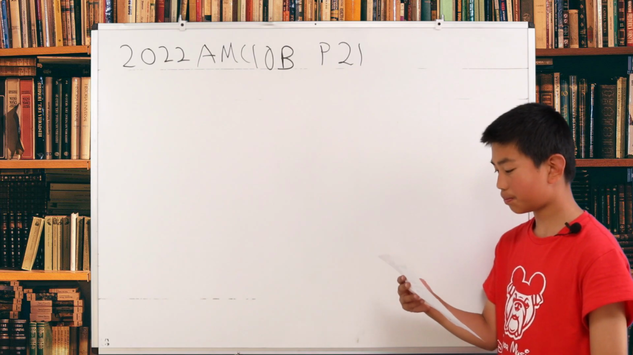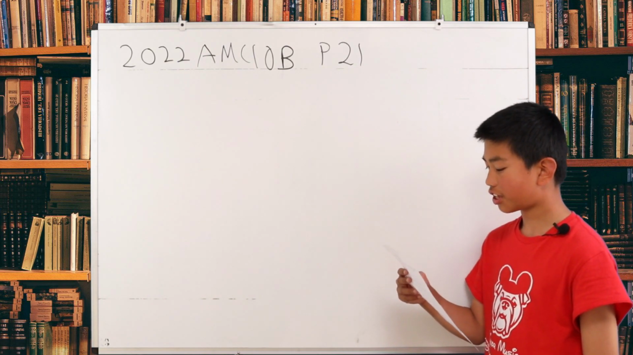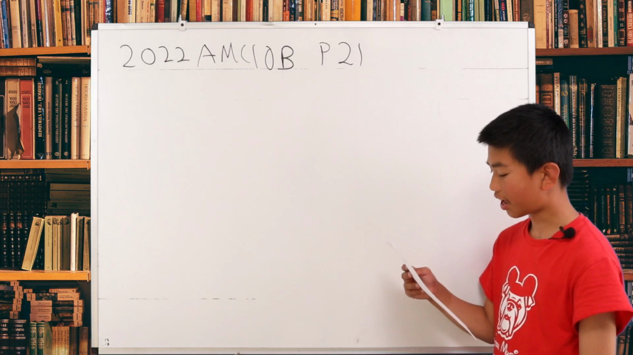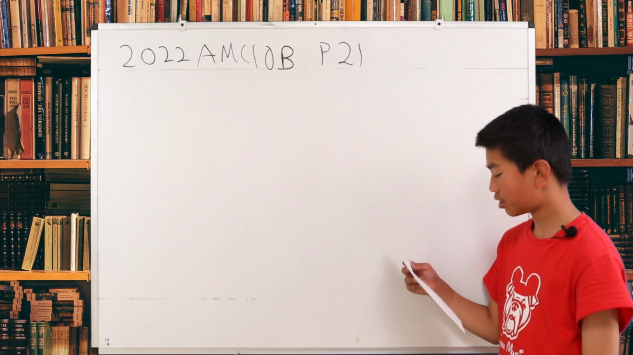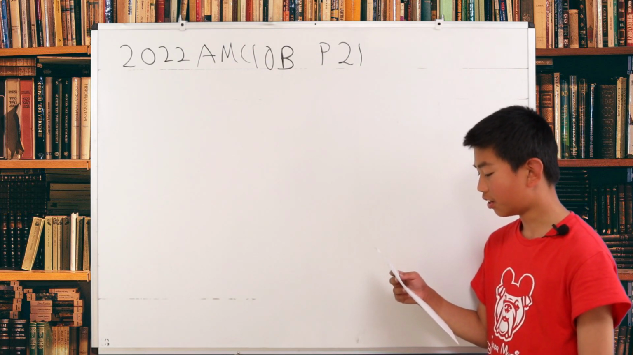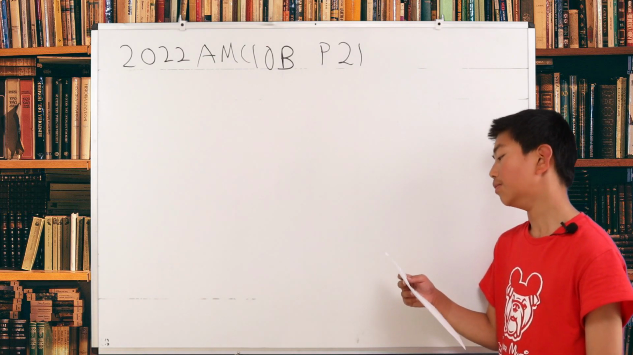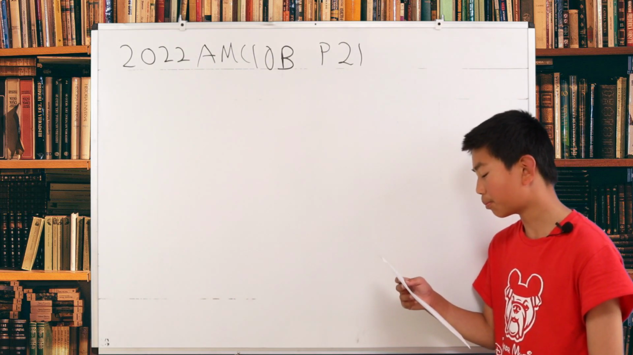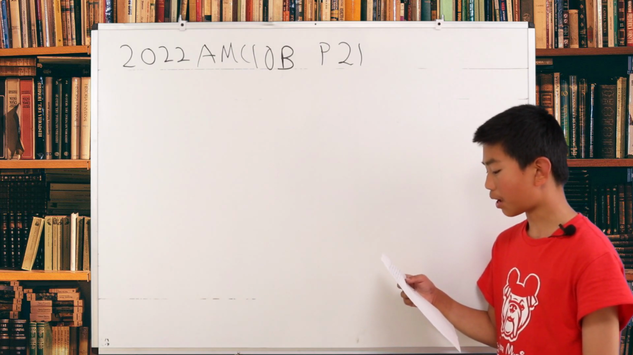Let P of x be a polynomial with rational coefficients such that when P of x is divided by the polynomial x squared plus x plus 1, the remainder is x plus 2, and when P of x is divided by the polynomial x squared plus 1, the remainder is 2x plus 1. There is a unique polynomial of least degree with these two properties. What is the sum of the squares of the coefficients of that polynomial?